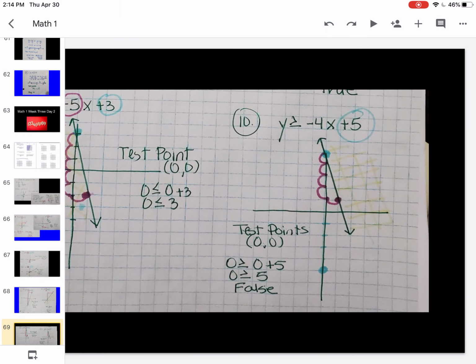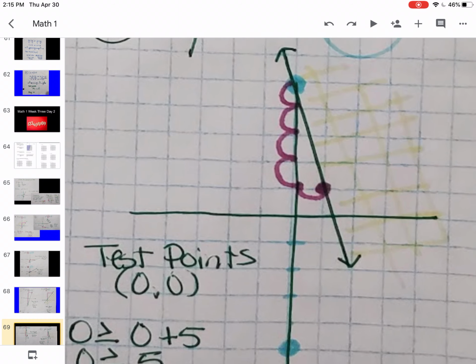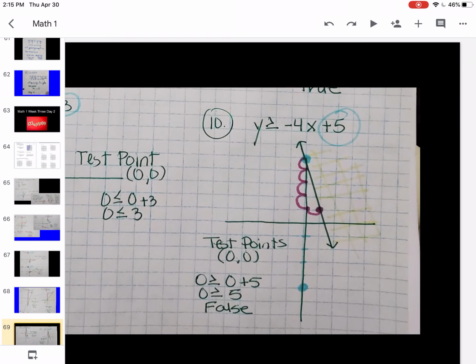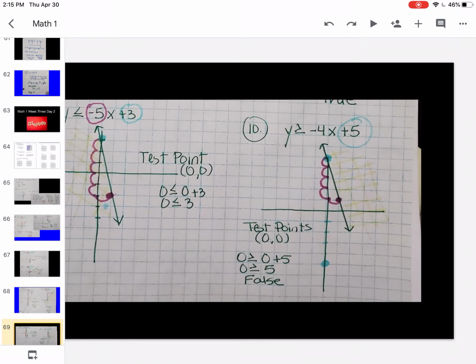All right, for the next one, we're at plus 5 at the top of the y-axis. I think I accidentally put it down first, so just ignore that. So at the top, and then you're going to go down 4 and over 1. Test 0, 0. It's false, so we're not going to include the 0, 0. 0, 0 is right where it crosses. So you're not going to shade in that area. You're going to shade on the other side of the line.